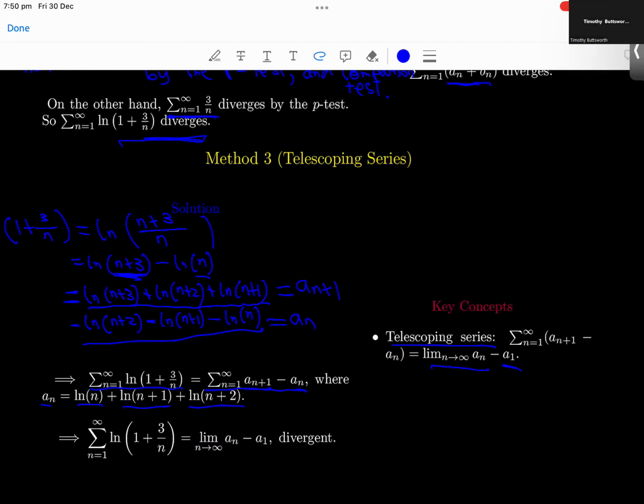The sum from n equals 1 to infinity of an plus 1 minus an, that's just going to be the limit of an as n goes to infinity minus a1. But if we look at an, ln of n plus 1, ln of n plus 2, all of these things are getting larger and larger as n goes to infinity. And so therefore, this limit does not exist. And so the whole series is divergent, same as what we already found. So this was done using the nice trick of telescoping series.